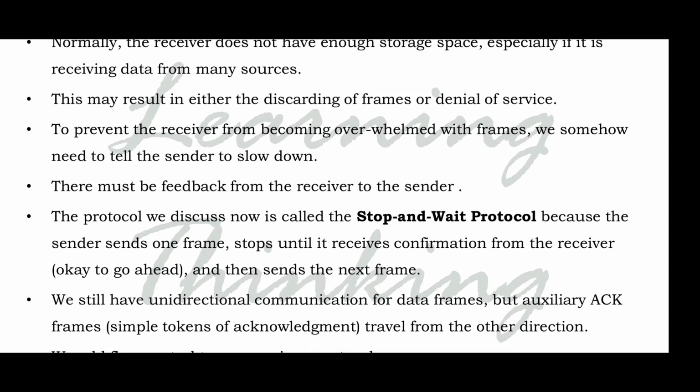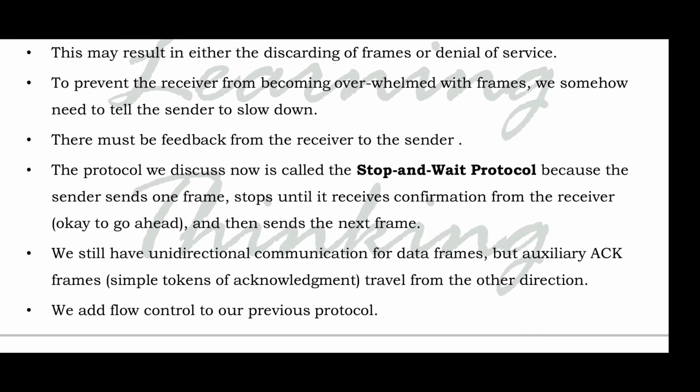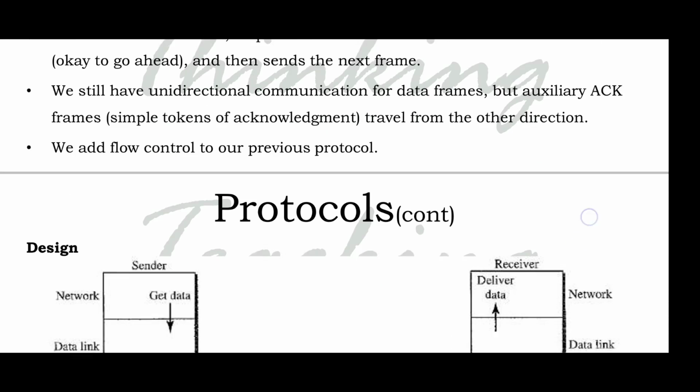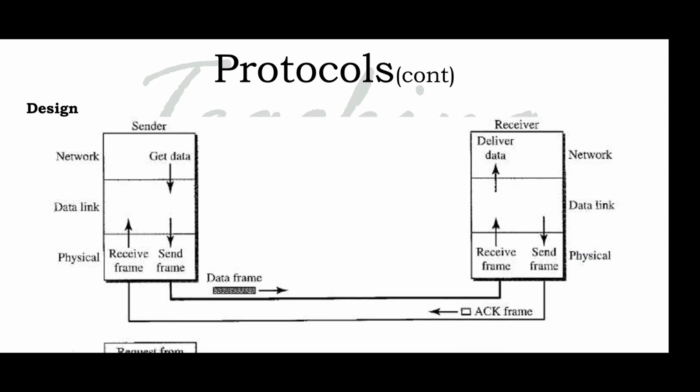We still have unidirectional communication for data frames, but auxiliary ARQ frames, simple tokens of acknowledgement, travel in the other direction. And we add flow control to our previous protocol. In the simplest protocol, we told you there is no flow control. So here we are adding flow control. That is the only difference between the simplest protocol and the stop and wait protocol. So the design is shown here.